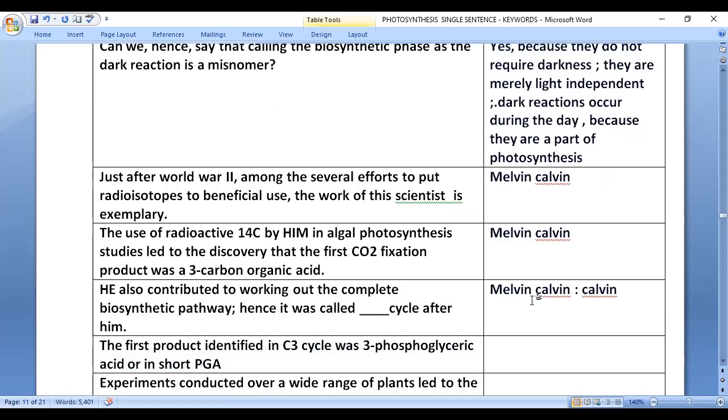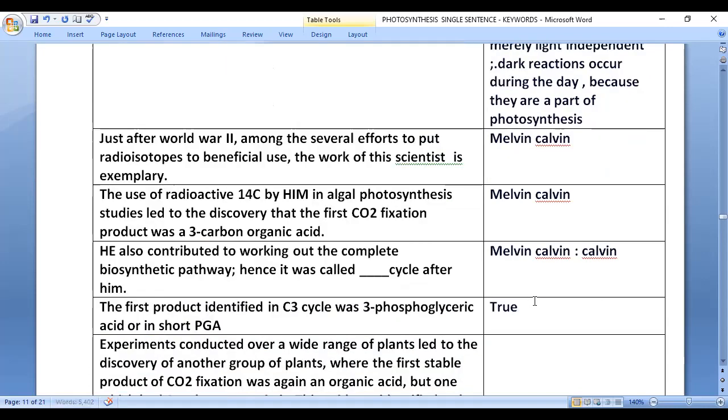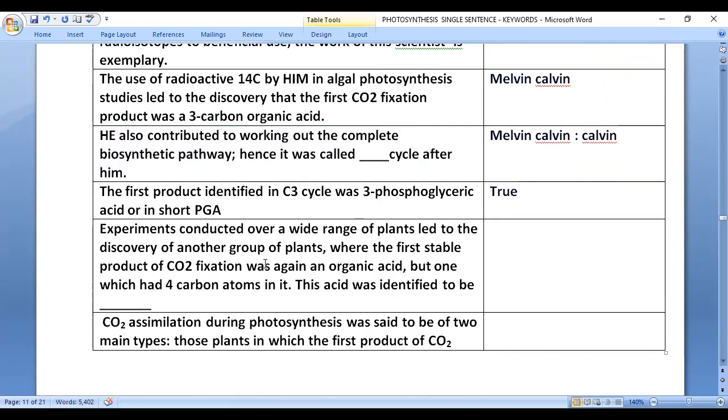The first product identified in the C3 cycle was 3-phosphoglyceric acid, or in short, PGA. Experiments conducted over a wide range of plants led to the discovery of another group of plants where the first stable product of carbon dioxide fixation was again an organic acid, one which had 4 carbon atoms. This acid was identified to be oxaloacetic acid, OAA.